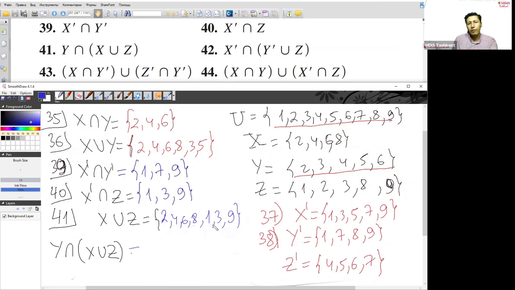Common elements. We have 2. What else? 4. 5 we don't have. 6. And 3 also. So 2, 3, 4, and 6. That's the answer for question 41.